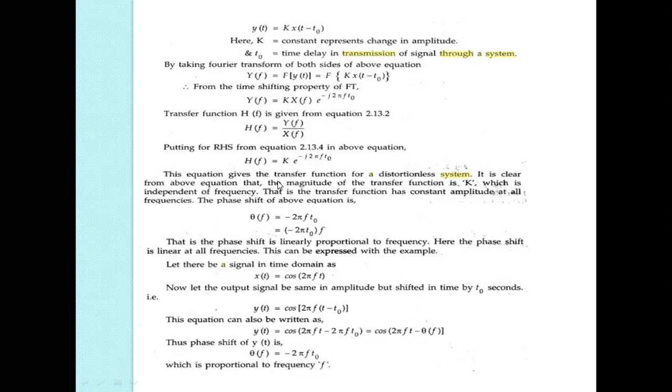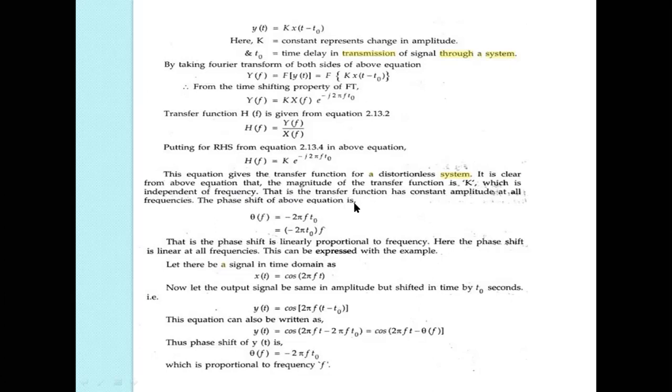Okay, this equation gives the transfer function for a distortionless transmission, or the distortionless system. It is clear from the above equation that the magnitude of the transfer function is K, which is independent of the frequency. Here there is no frequency, my dear students. Frequency means f is included. It is independent of the frequency. That is, the transfer function has constant amplitude at all the frequencies. There is no change in the amplitude because it is independent of the frequency.